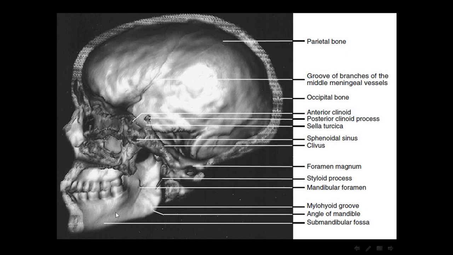This is the submandibular fossa, mylohyoid groove or mylohyoid line, and this is the angle of mandible, which contribute to the shape of our face. Here is the largest opening, which is the foramen magnum. Now this is the occipital bone.